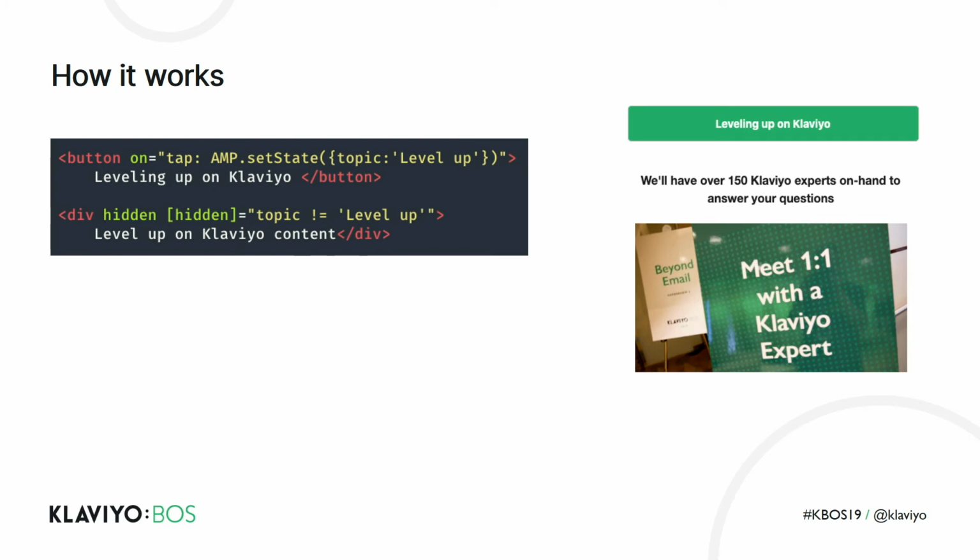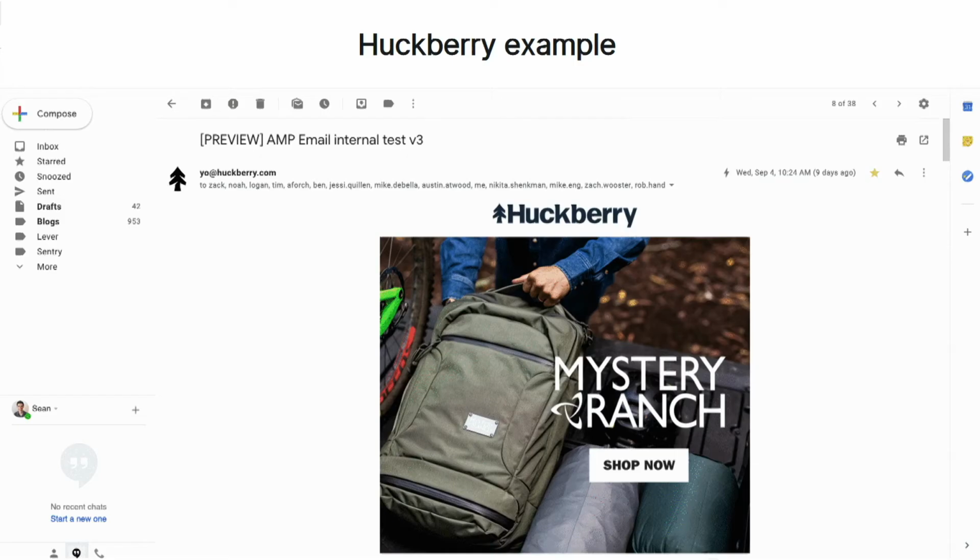Cool. So the way that this one actually works is that the recipient taps on the button, which sets the global state for topic to level up. Now, anything listening to that state will actually go and update. In this case, we want to go and show a new piece of content when that topic is set to level up. More generally, you can have things now update state globally and then have different parts of the email react to those state changes, thus making the email feel more dynamic.